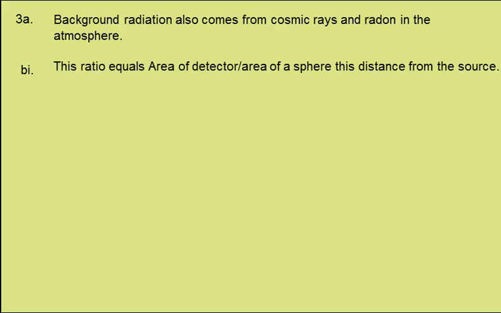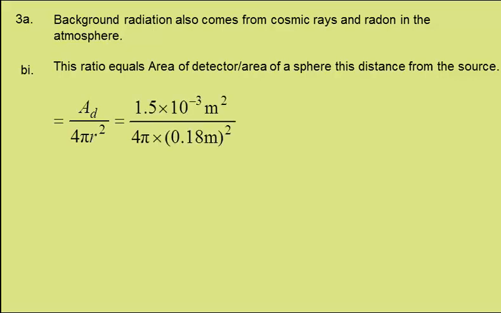Well, this ratio equals the area of the detector divided by the area of a sphere this distance from the source. This is area of detector over 4 pi r squared, and putting in the values gives 3.7 times 10 to the minus 3, which is around 4 times 10 to the minus 3 as required.